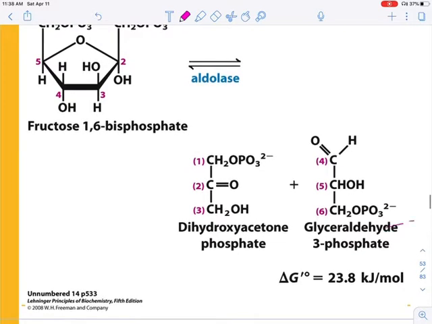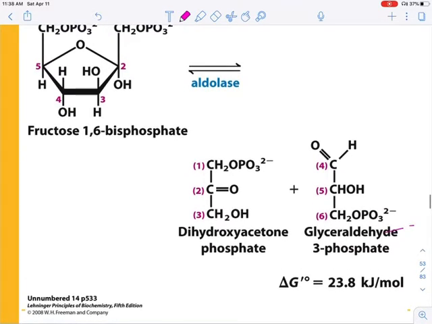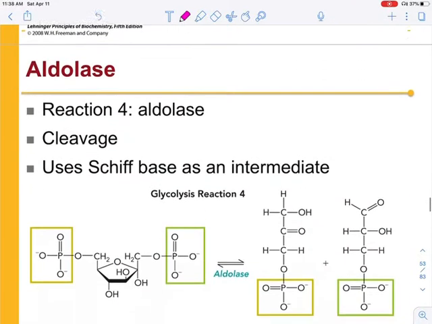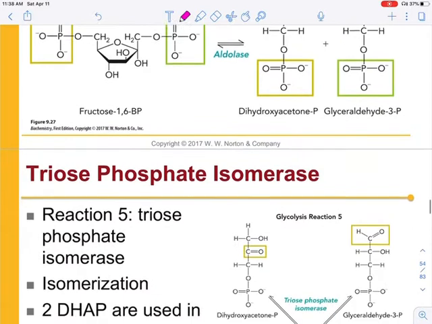All right, so here's the aldolase reaction. Again, there's 2 3-carbon structures that are isomers of each other. Rather than having to process 2 individual compounds, we can simply isomerize one to the other and process that. And so that's what this is, the aldolase reaction.